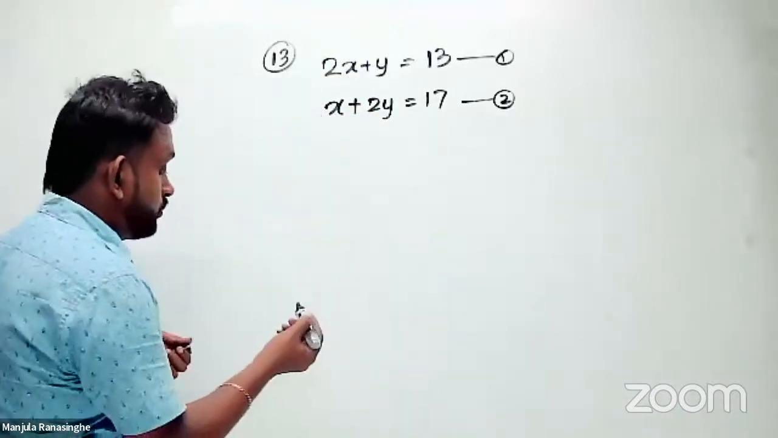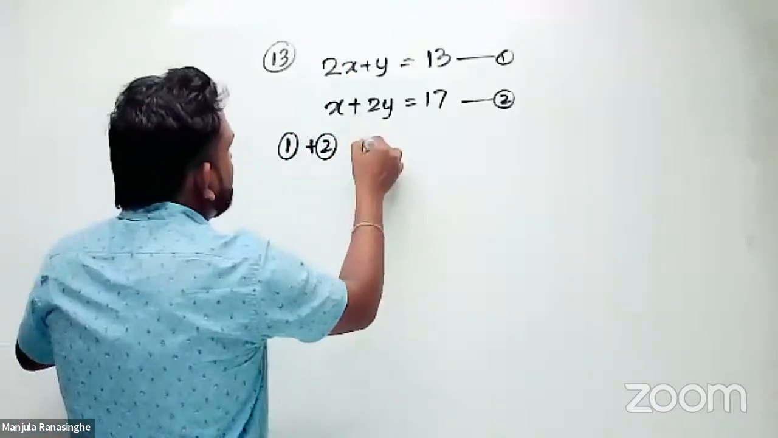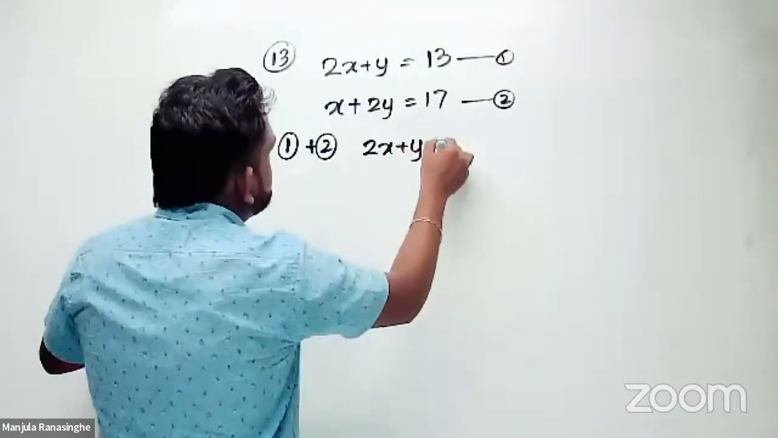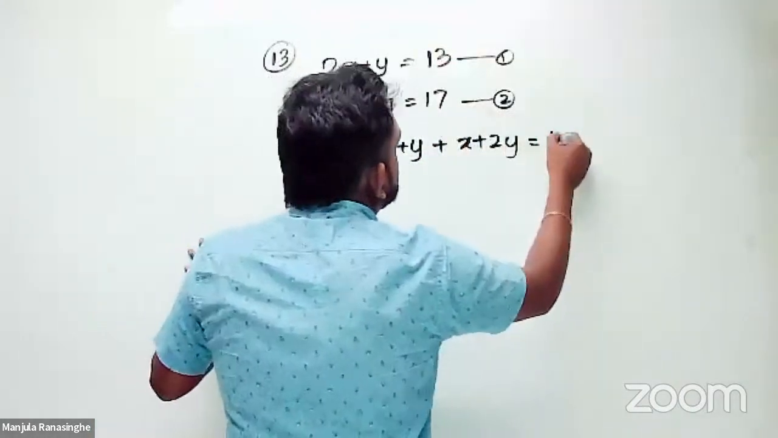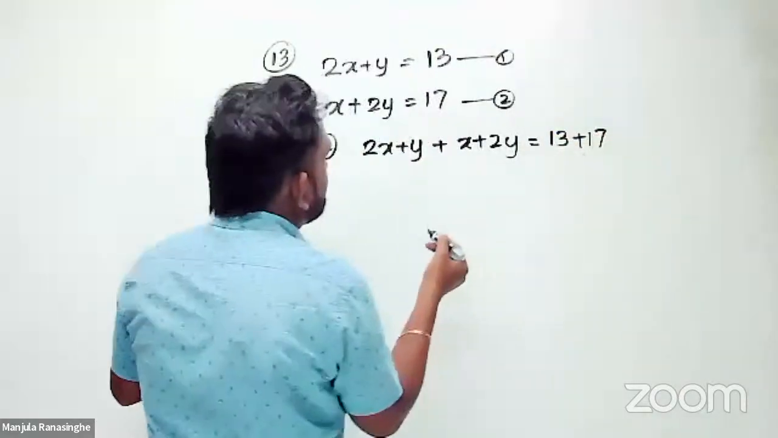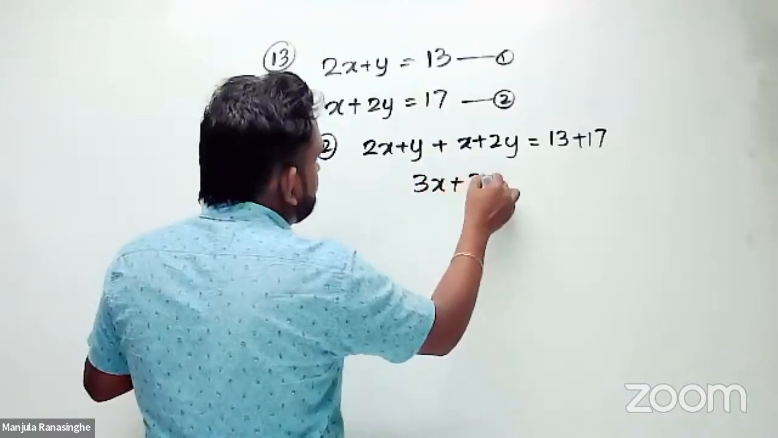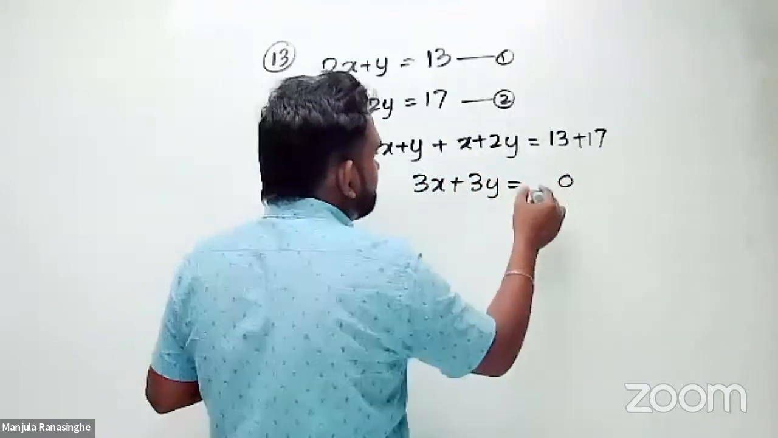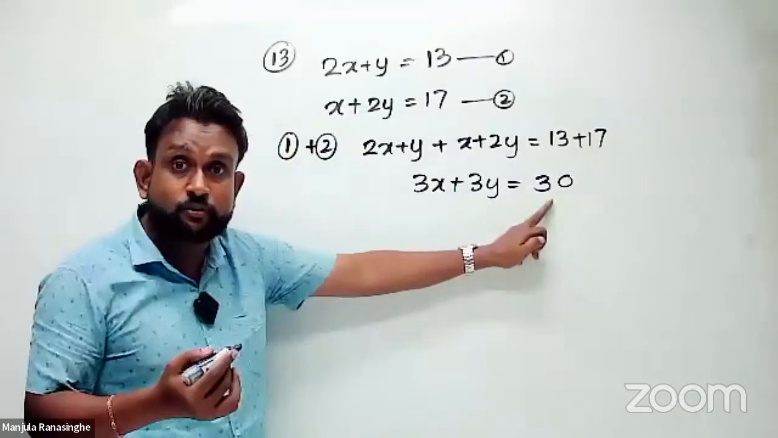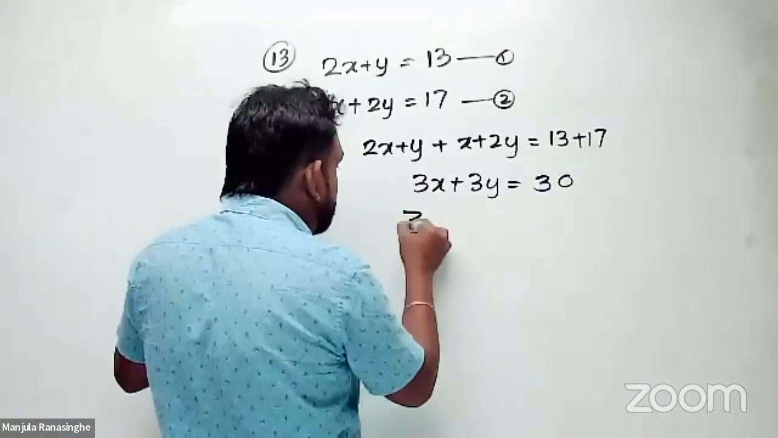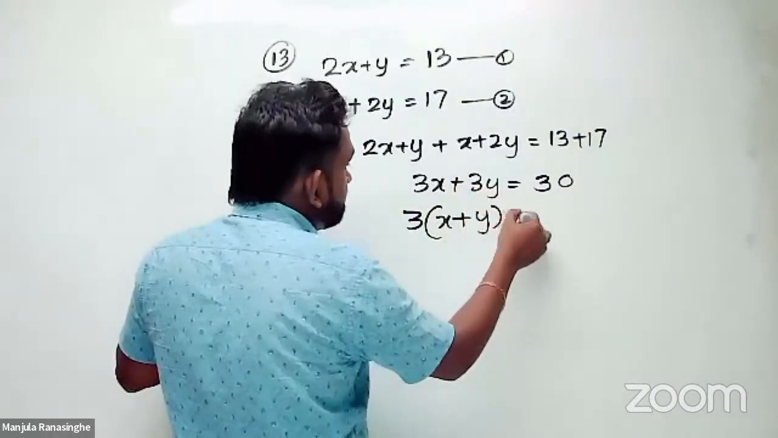So what I can do, I can add 1 and 2 together. Then the left side addition, 2x plus y added with x plus 2y, equals the right side addition, 13 plus 17. Now you can see that 2x plus x is 3x, plus 3y, equals 30. Okay, now 3x plus 3y equals 30. Now you can take a common factor 3 out, then x plus y equals 30.